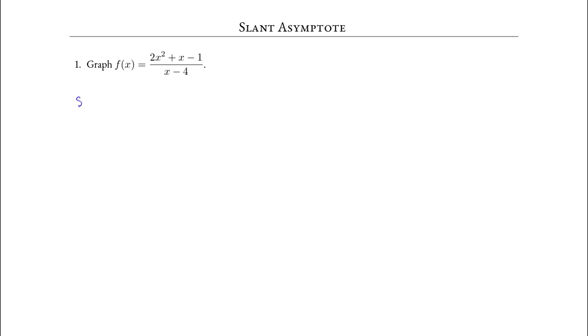To find out what that slant asymptote is, we simply perform long division. We take the numerator 2x squared plus x minus 1 and divide it by x minus 4. We see that 2x squared divided by x is 2x, and so we have 2x as part of the quotient. Only take the leading term of the numerator and the leading term of the denominator and divide.